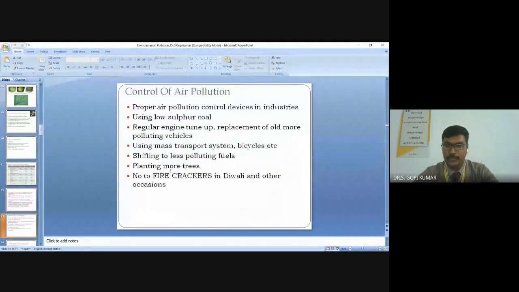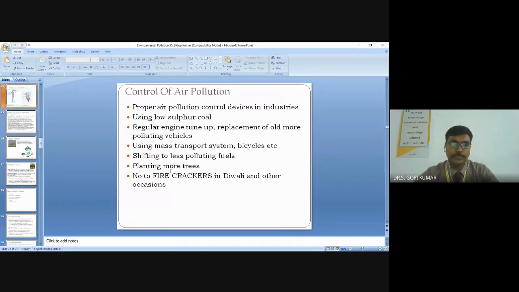Control of air pollution. So, how can we control air pollution? By minimizing certain factors, such as using proper air pollution control devices in industries, using low sulfur coal, using mass transport systems such as introducing bicycles, shifting to less polluting fuel, and minimal usage of firecrackers during Diwali and other occasions.